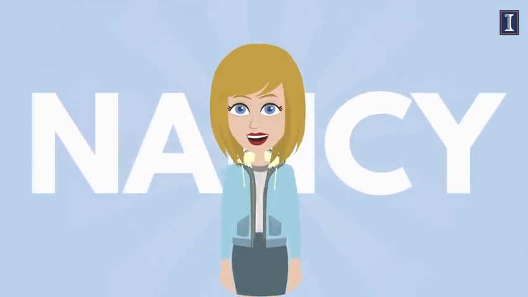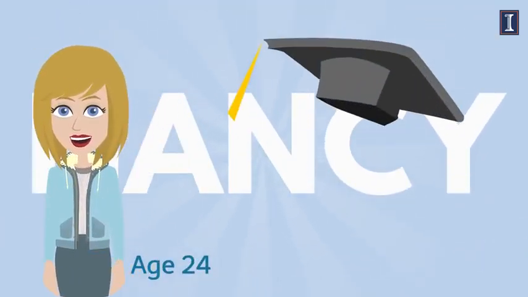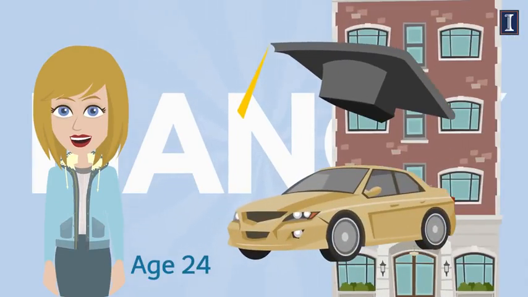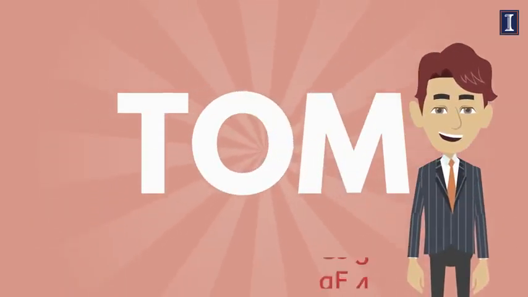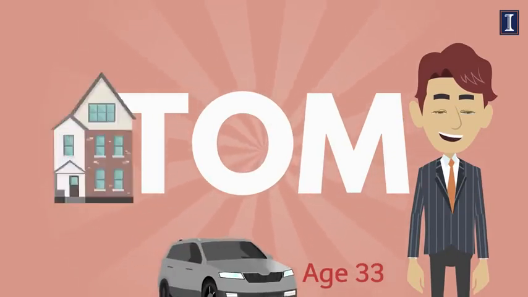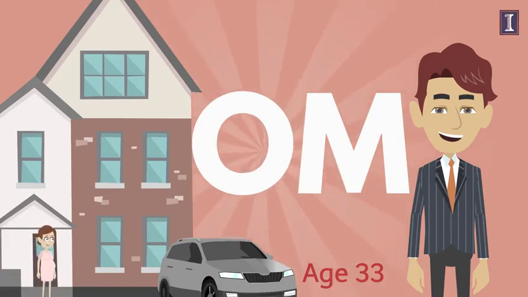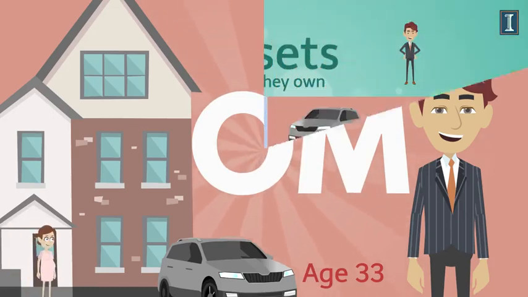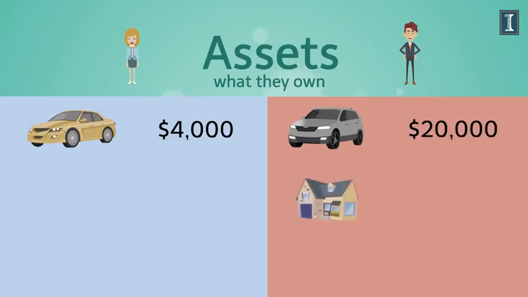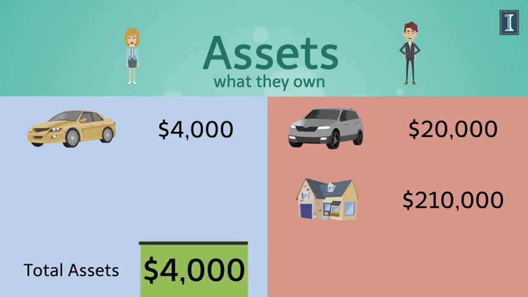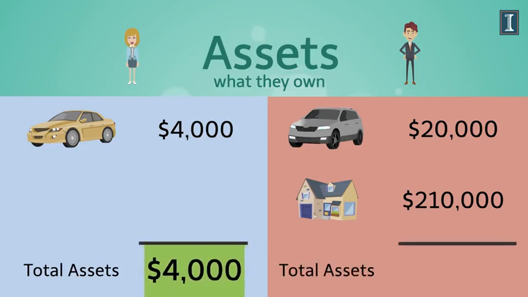Here we have Nancy, a young adult and recent college graduate who owns an old used car and is looking for an apartment. Now let's take a look at Tom. Tom graduated from college years ago. He owns a fairly new car and is living in a condo he bought with his wife only a few years back. Let's say Nancy's car is worth $4,000, Tom's car is worth $20,000, and his condo is worth $210,000. Nancy's total assets are $4,000, while Tom's total assets are $230,000.